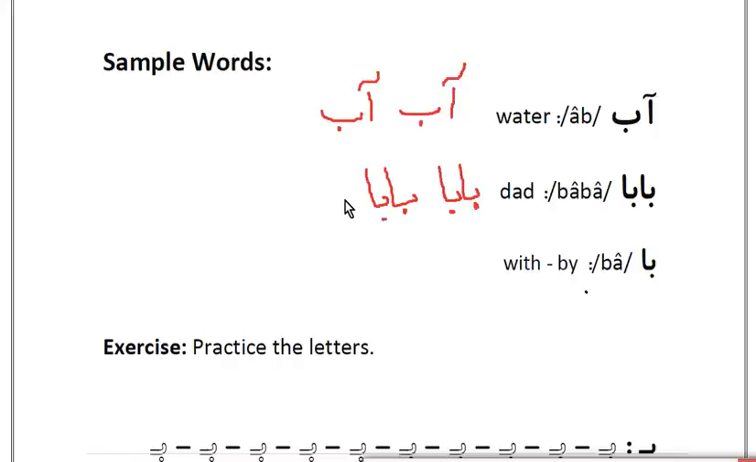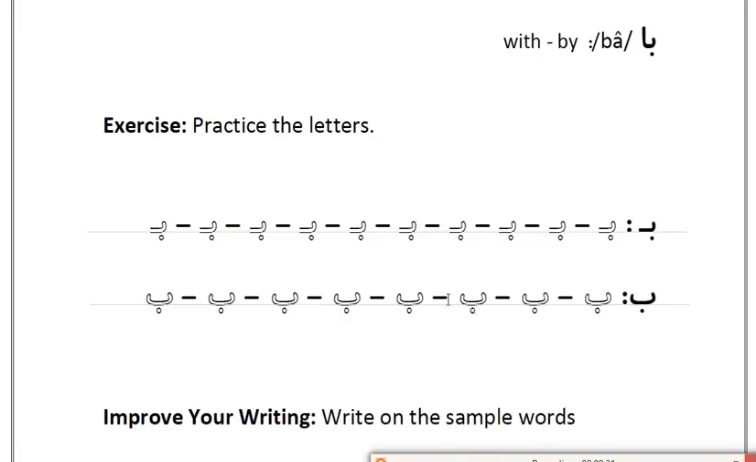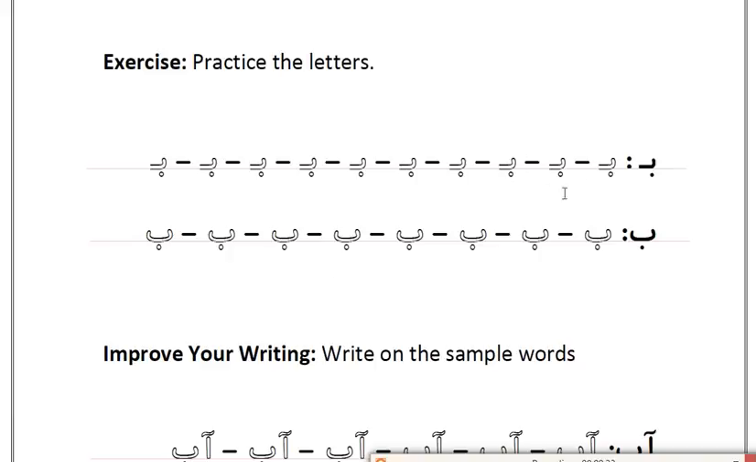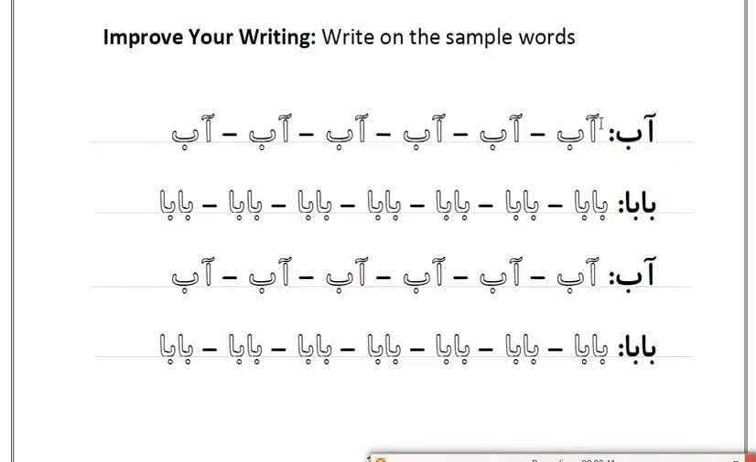Not a very good writing with this mouse, but I'm sure that you can write better, just similar to this one. The next one is ba. Ba simply means by or with. So it doesn't have the other ba. Ba means by. All right. If you have the book, you can practice more. You can just take a look at this page and write on the letters to improve your writing. Okay, so here you see how to write the words, and you can practice more.